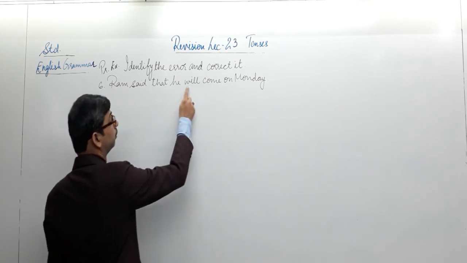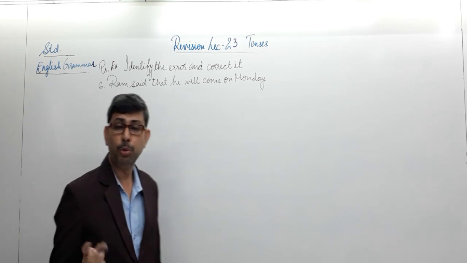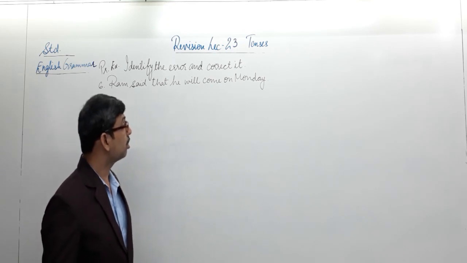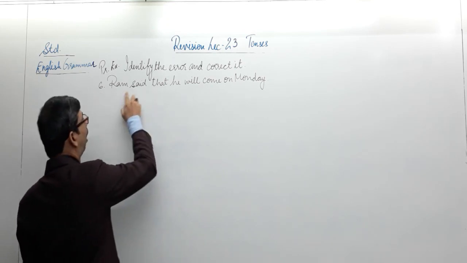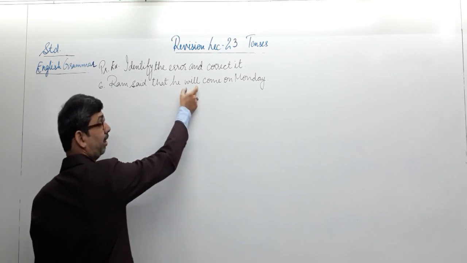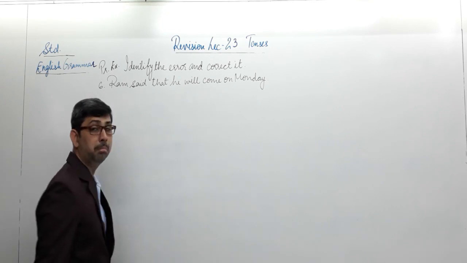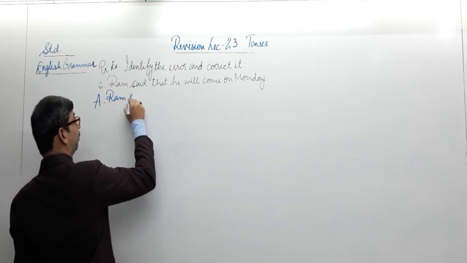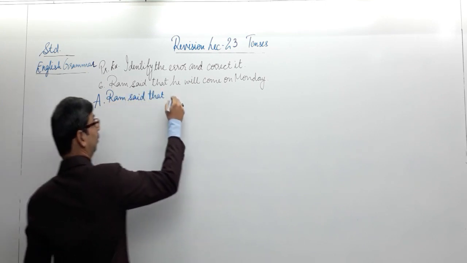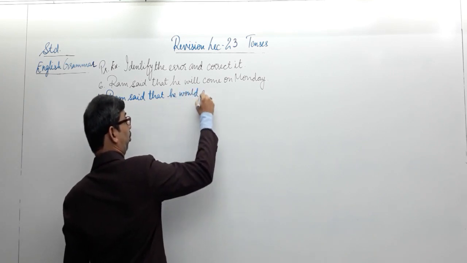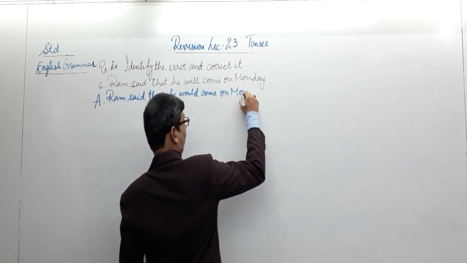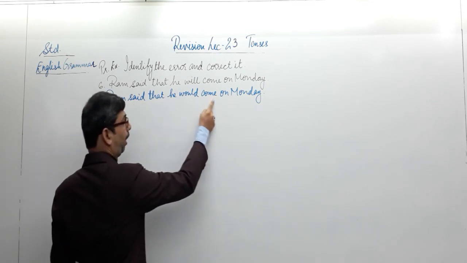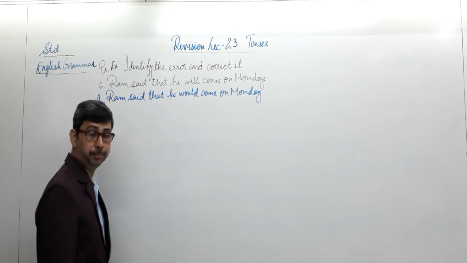What is the tense of the verb will come? Well, what is will come? Future. Can we write that? No, we can't write that, isn't it? We need to maintain the tense or the order of tense or the sequence of the tense. Ram said that he, you guessed it right, I think so, isn't it? Would come on Monday is the corrected sentence. Ram said that he would come on Monday. So we maintain the past and the past both in the main clause as well as the subordinate clause.